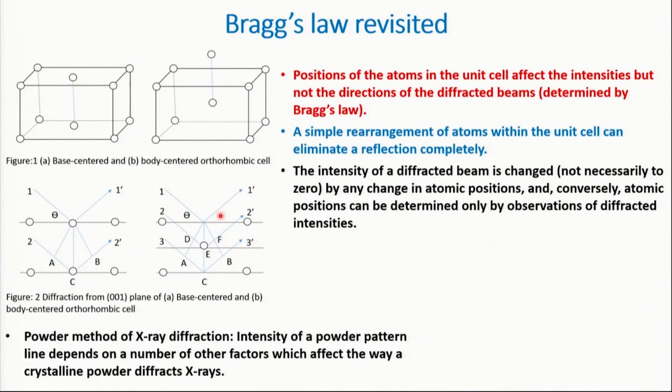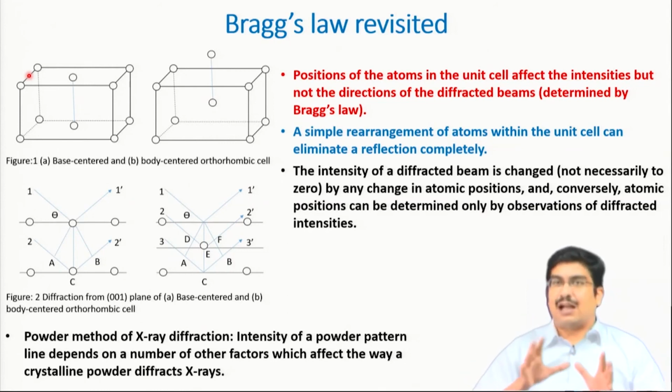So, we will take a simple example here of how these atomic arrangements influence the diffracted intensity over Bragg's law. Let us imagine these two crystallographic unit cells here. One is a base centered orthorhombic, another one is a body centered orthorhombic.